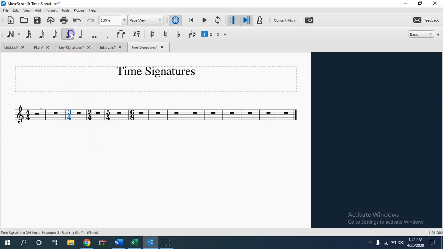So let's just prove that right now. Got my quarter note. I can only fit 3 in there. I can fit only 2. I can fit all the way up to 5. Now we have seen this time signature before. We saw that with Mission Impossible a couple years back. So it definitely does exist. Okay, so we've got all those time signatures in there.